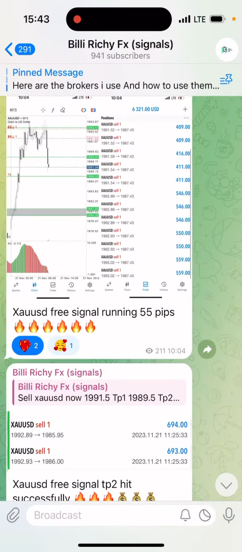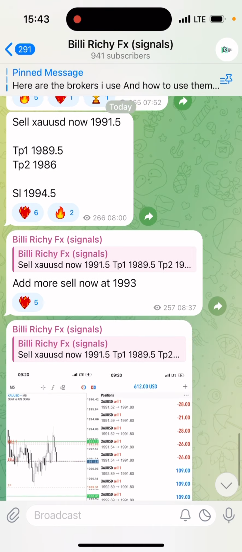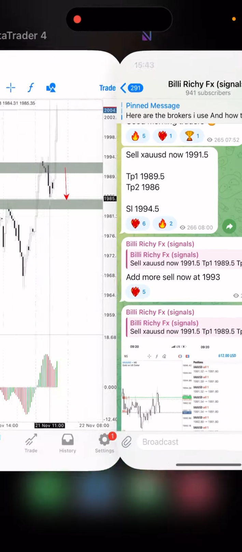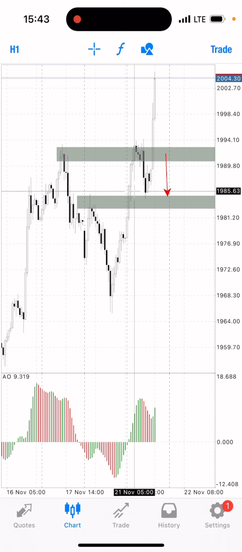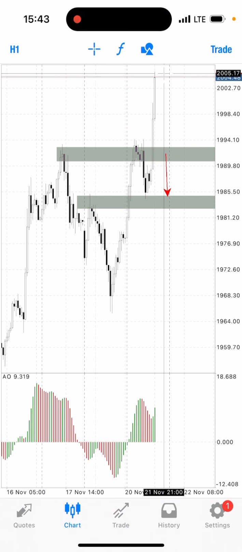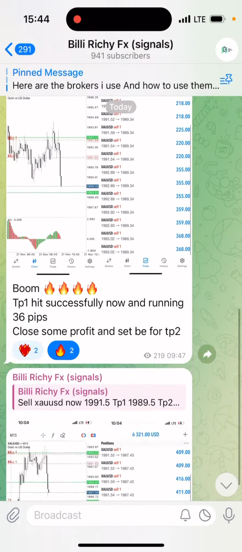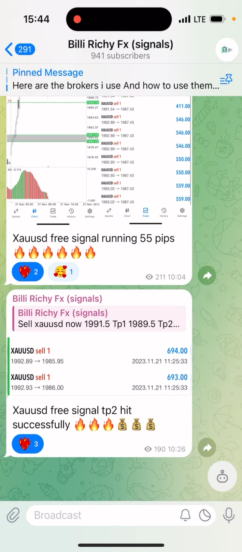I also gave the signal for that one. I told them to sell at 1991.5, with TPs at 1989.5 and 1986. 1986 is at this level here. After hitting 1986 it dropped a little bit and then continued going up. All our take profits got hit and we made 70 pips from this trade.